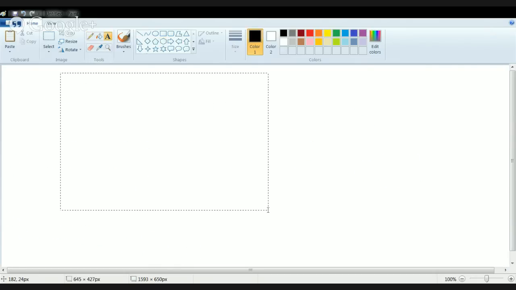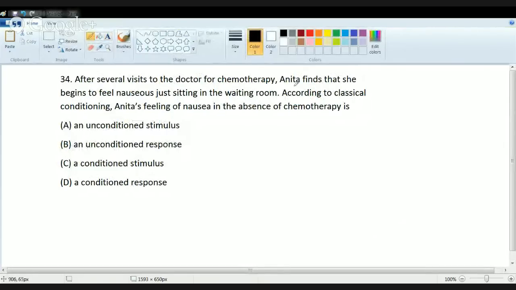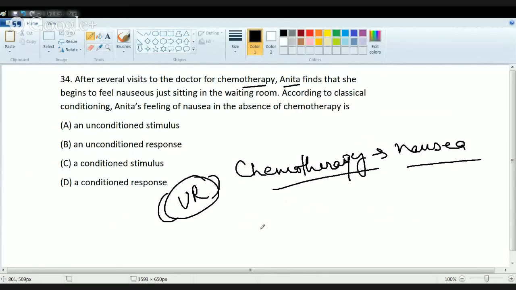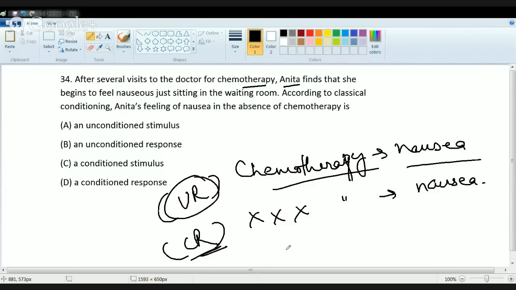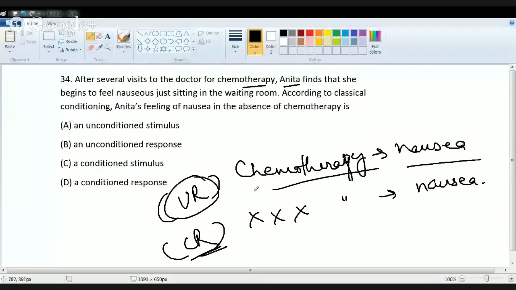The next question here talks about learning. So you have the classical conditioning experiment. Anita is being given chemotherapy, and when she is given chemotherapy, she feels nauseated. So chemotherapy causes nausea. This is an unconditioned response. Because of chemotherapy, she is having nausea, and that's obvious, anyone can have it. But slowly and gradually, after repetitive visits to the doctor's office, even when she is not given chemotherapy, she feels nauseated. And that is where the conditioning has happened, and that is a kind of conditioned response. She is not willing to give that kind of response, but due to successive visits with chemotherapy and the association of nausea with chemotherapy, she now feels nauseated even if the chemotherapy is not there. That is a kind of conditioned response.